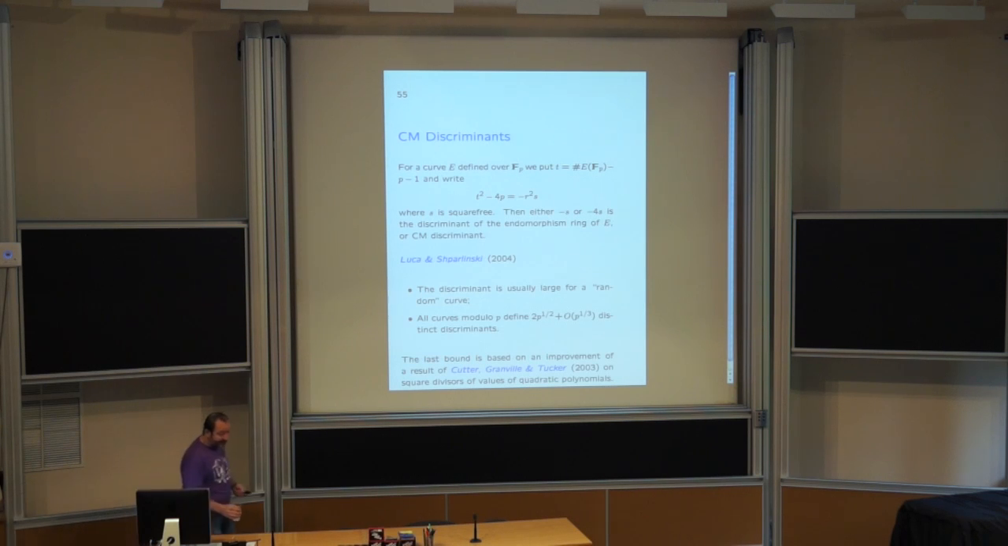You know that if you're interested in CM fields of curves over finite fields, you should look at this quantity. But this is not the discriminant. It's a square part of this quantity, which is important to us.